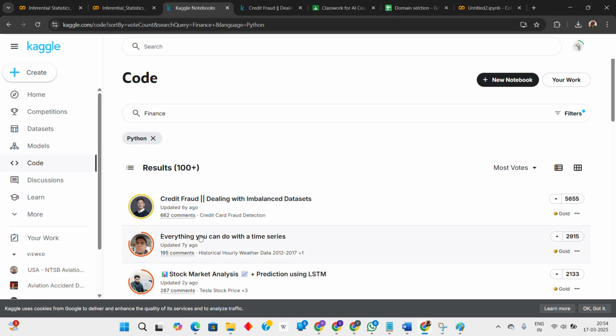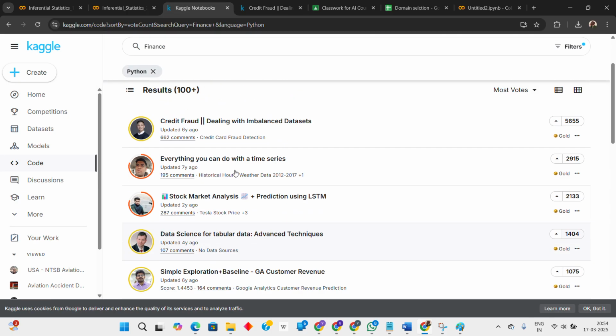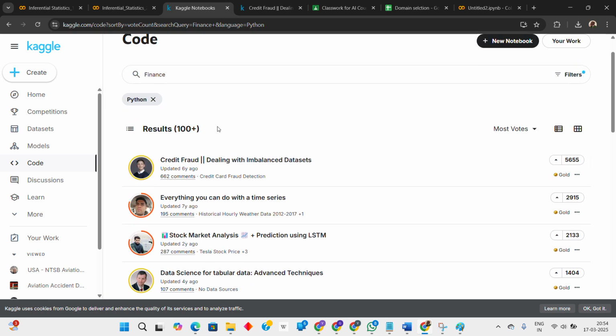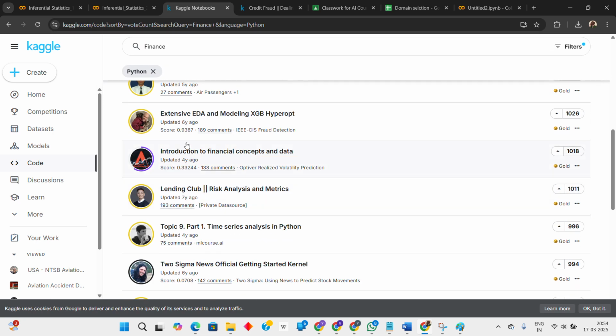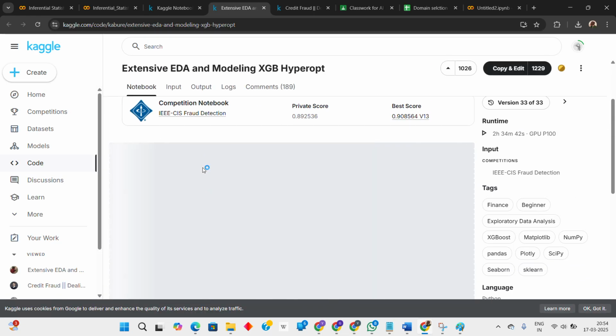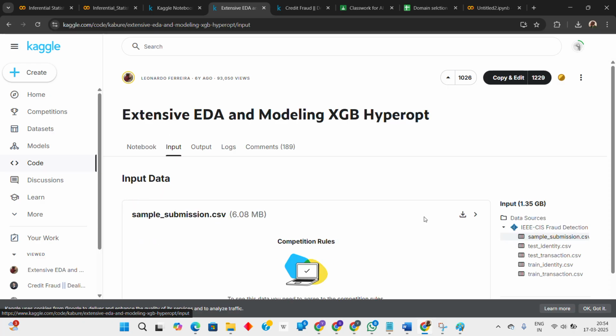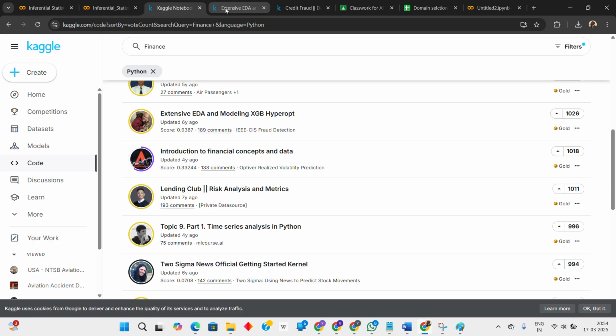On the same data set, you can see if anyone else has worked on it. Here you can see an exclusive EDA on modeling, an XGB plot. You can go through different things, and different data sets also. This is something like a sample submission CSV, which is not required, I guess.